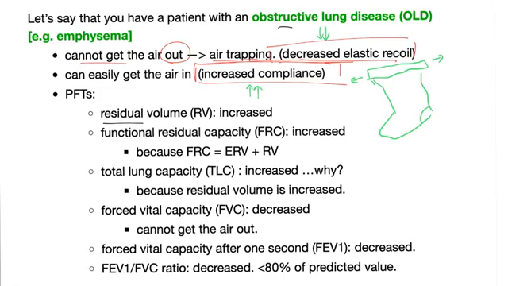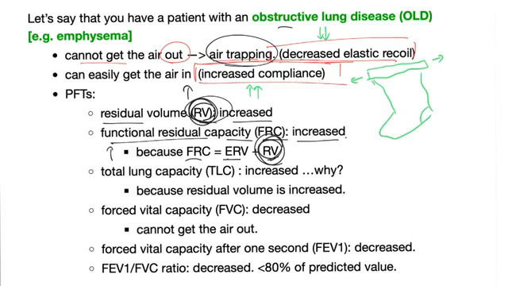Residual volume in obstructive lung disease is increased. You are trapping the air in, you have a barrel chest. Functional residual capacity, or FRC, is increased because FRC equals expiratory reserve volume plus this residual volume. If the residual volume is high, the FRC is going to be high. It's called common sense. Total lung capacity is high. Why? Because the residual volume is increased. You are trapping the air in because you cannot get the air out. That's the definition of an obstructive lung disease.